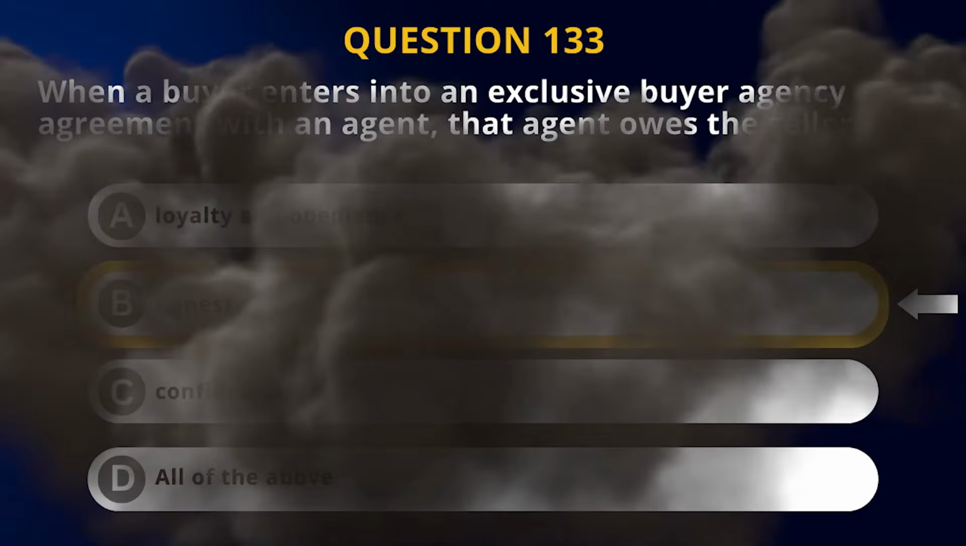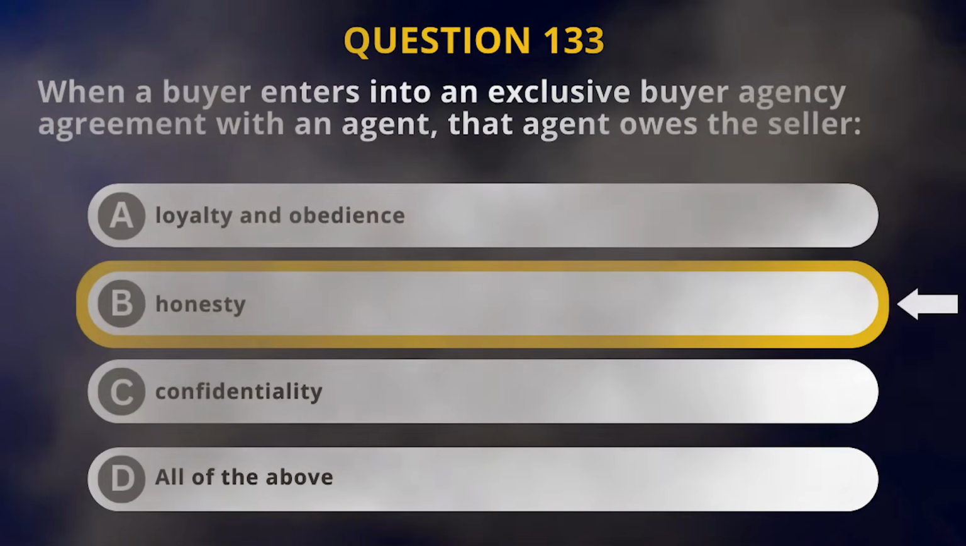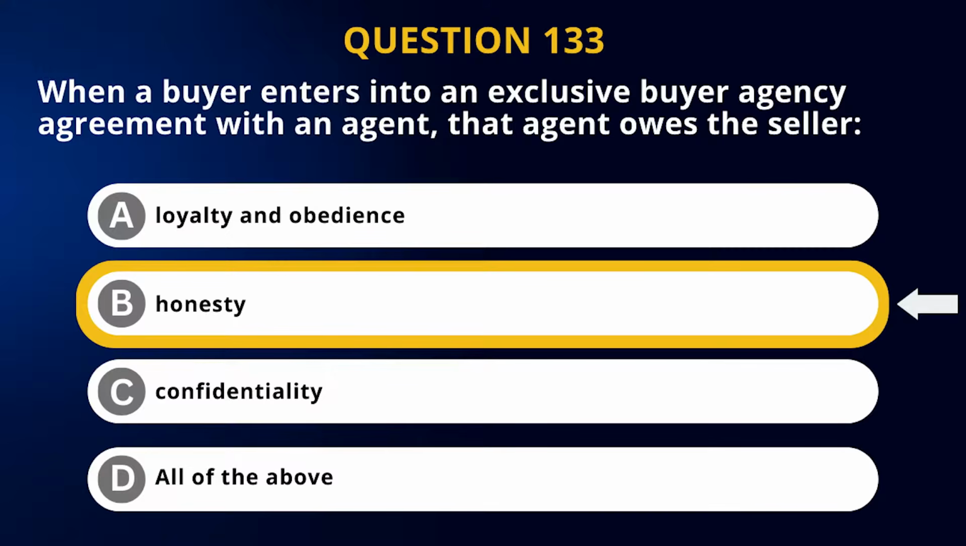letter B, honesty. Okay, so what happened in this scenario is that the buyer and their agent, the buyer's agent, enters into an exclusive buyer's agency agreement, which means that this agent now owes a fiduciary obligation to the buyer. And if you only are representing the buyer, then the other side that you're now working with becomes the customer. And you owe customers professionalism, honesty, fair dealings, that kind of stuff. And because of that, the only one here that you owe them is honesty.